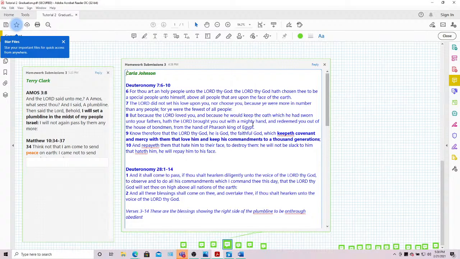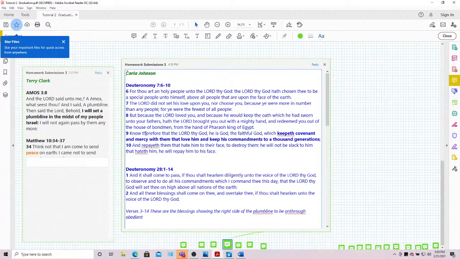So she started off with Deuteronomy chapter 7, verse 6 through 10. So, for thou art an holy people unto the Lord thy God. So the Lord thy God has chosen thee to be a special people unto himself, above all people that are upon the face of the earth. So the Lord thy God did not set his love upon you, nor choose you because you were more in number than any people, for ye were the fewest of all people, but because the Lord loved you, and because he would keep the oath which he had sworn unto your fathers, had the Lord brought you out with a mighty hand and redeemed you out of the house of bondmen from the hand of Pharaoh, king of Egypt.